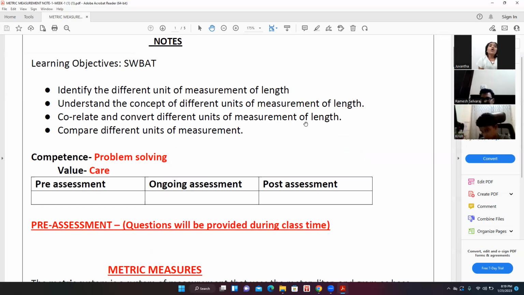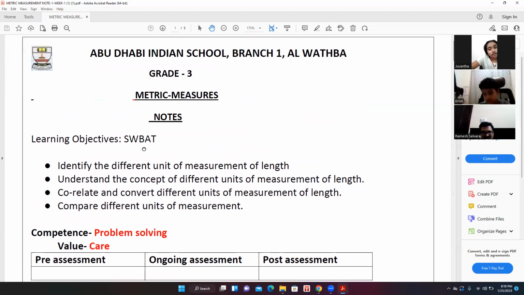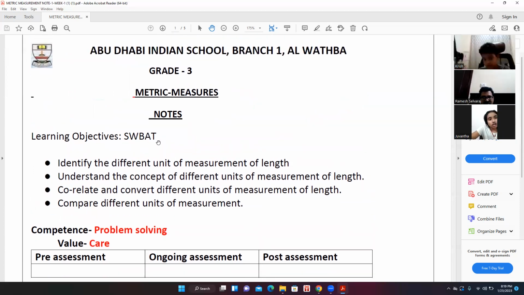You raised your hand. Sorry? What is the meaning of SWB? This one, in the learning objectives, they are telling school work. This really I don't know. Let me find it out and tell you at the end of the section. Usually learning objective means what are the things we are going to study, like objectives. This I will find out and then I will tell you. Okay.